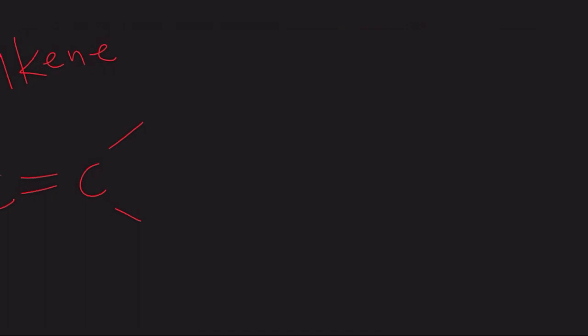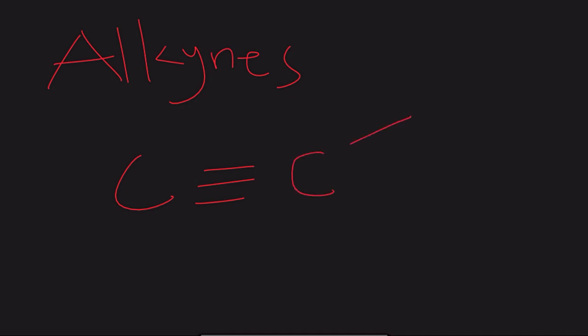Next on the list we have alkynes, and with alkynes they are carbons with triple bonds, found in between the compound.